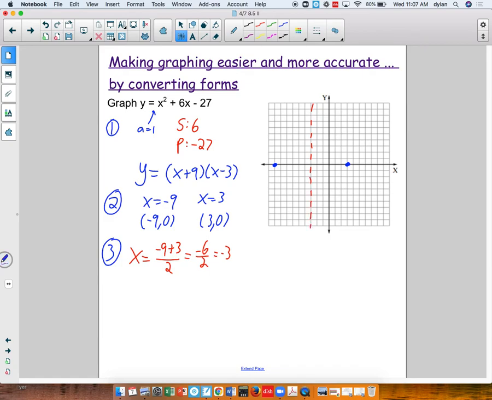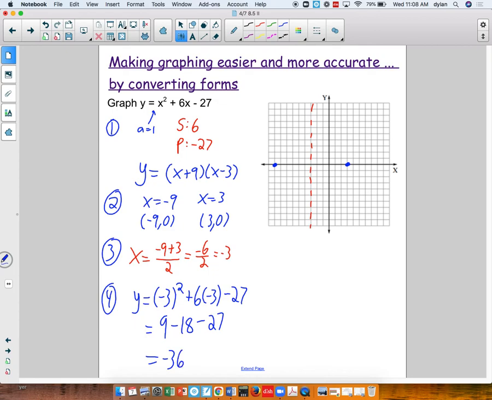And then finally, we need to find our vertex point, which means we're plugging negative 3 back into the original equation. So y equals, everywhere I see an x, I'm going to put in negative 3 instead. And then we just need to simplify this a little bit. So we have 9 minus 18 minus 27. So in this case, our vertex is at negative 36.